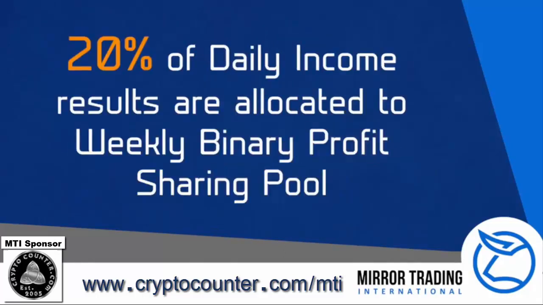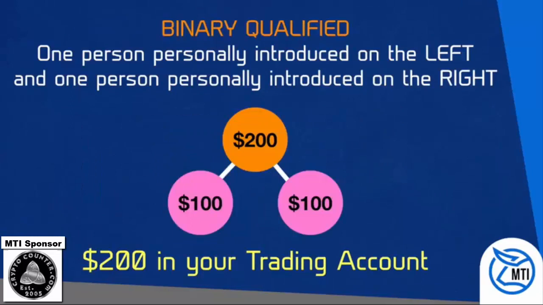20% of daily income results are allocated to the weekly binary profit sharing pool. The binary structure works as follows. You can recruit new members into your left or right leg. To qualify for binary bonuses, you will also need a minimum amount of $200 in the trading pool, and you will need to have personally recruited one new member in your left and one in your right leg.